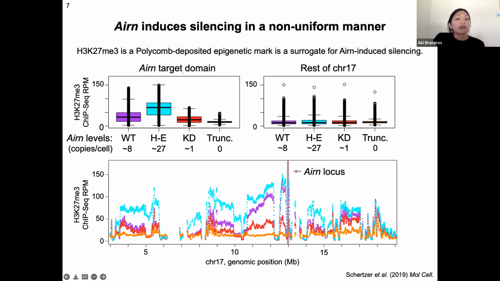So then if we look within the Airn target domain, we notice that Airn-induced silencing actually occurs in a rather non-uniform manner, where certain regions such as here, here, and here are more susceptible to silencing than others. Thus, this non-uniform pattern of silencing hinted to us that there are chromatin features contributing to this long distance and regional silencing by Airn.